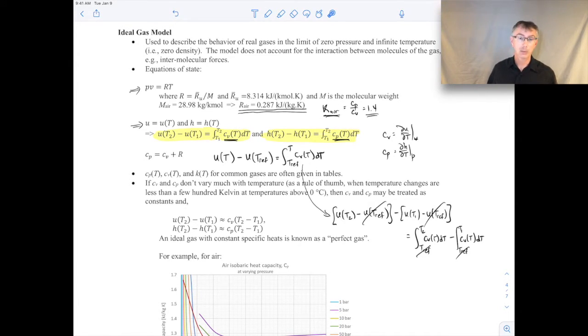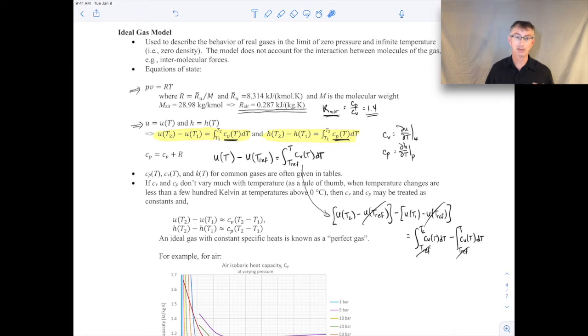Another thing that we can show, and I'm not going to go through the derivation here, but it's a handy relation, is that the specific heat at constant pressure is equal to the specific heat at constant volume plus the gas constant. So this gives us a handy way to relate C sub P and C sub V. And you can see that C sub P is always going to be larger than C sub V for an ideal gas. That's something we talked about in the previous video lecture when we introduced the idea of specific heats.